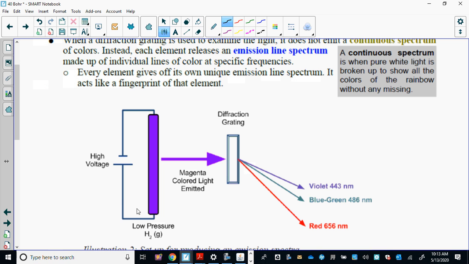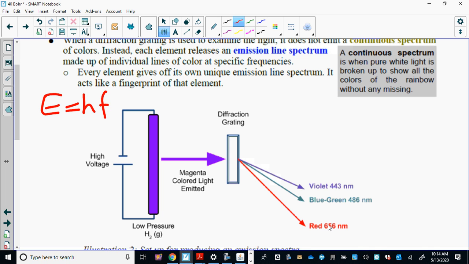You've got a high voltage, you've got a gas in here, in this case hydrogen, and you put the high voltage through it, and what it does, it gives off light, and you put it through a diffraction grating, and what you see is violet, blue, green, and red at these specific wavelengths.